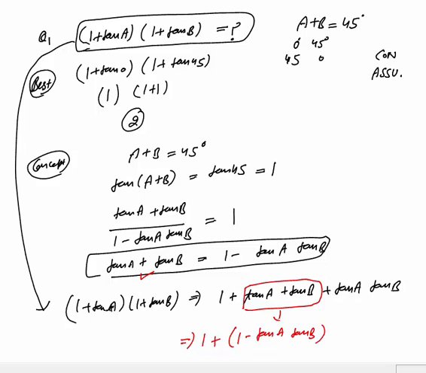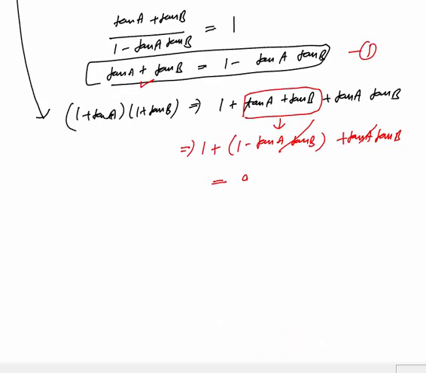I put the value of this from the one equation. Tan A plus tan B was 1 minus tan A tan B, plus tan A tan B. This was there, so this and this will get cancelled out. Your answer will still be 2. But this is a conceptual method.